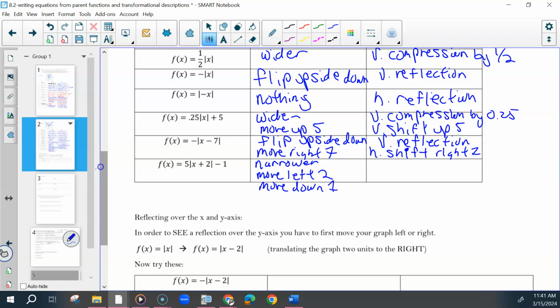So the narrower, that rule would be what? Be stretched. Vertical stretch by 5. The move left 2 would be what? Horizontal shift. Horizontal shift, left 2. And then the last one? Vertical shift down. Vertical shift down 1.